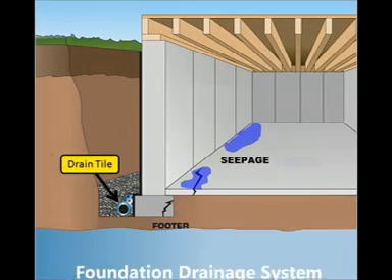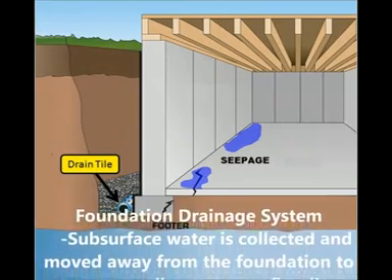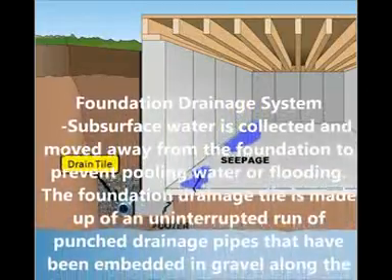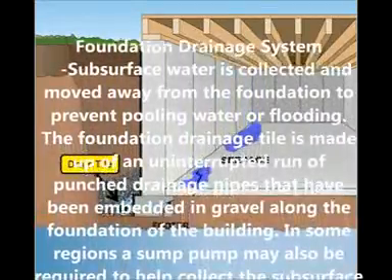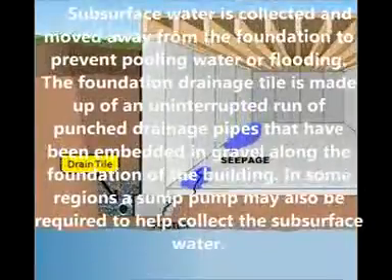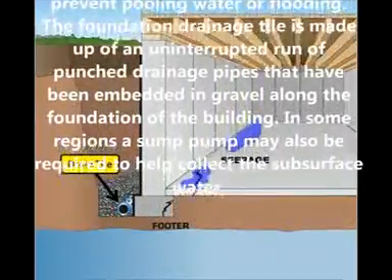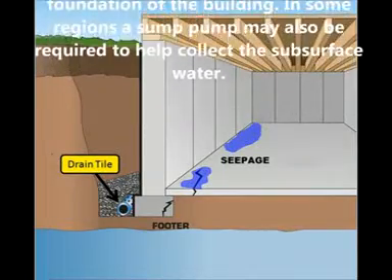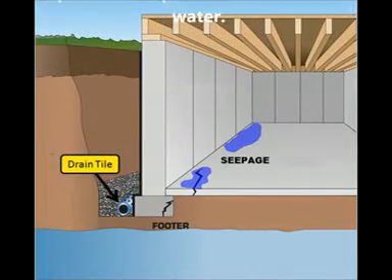Foundation drainage system. Subsurface water is collected and moved away from the foundation to prevent pooling water or flooding. The foundation drainage tile is made up of an uninterrupted run of punched drainage pipes that have been embedded in gravel along the foundation of the building. In some regions, a sump pump may also be required to help collect the subsurface water.